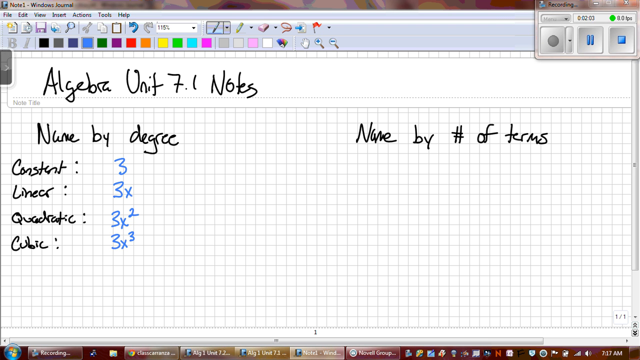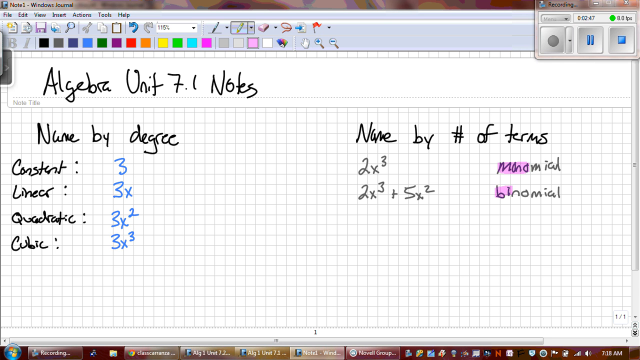Now, the second way to classify a polynomial is by the number of terms that it has. Here's our first one, 2x cubed. This is just an example. This is a monomial. Using our root words, mono means 1. Our next one could look like this, and this would be a binomial.